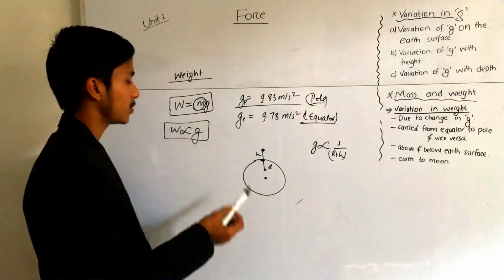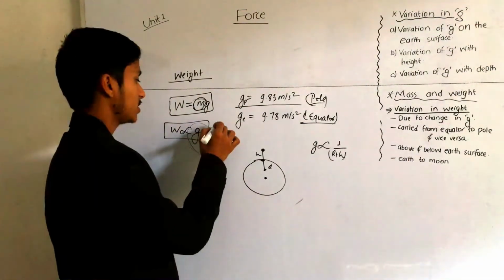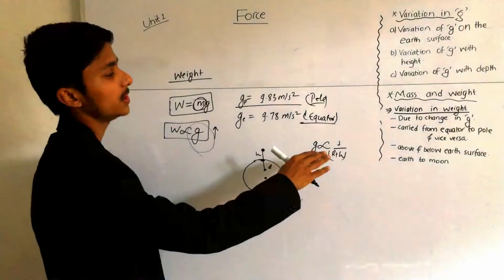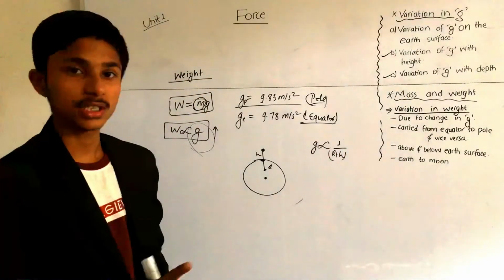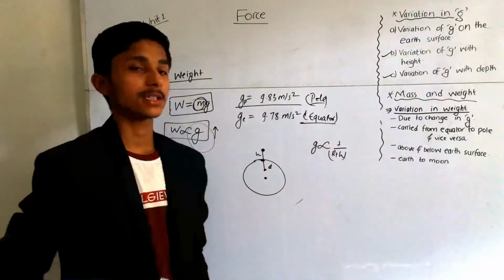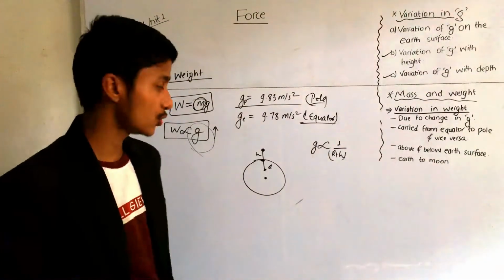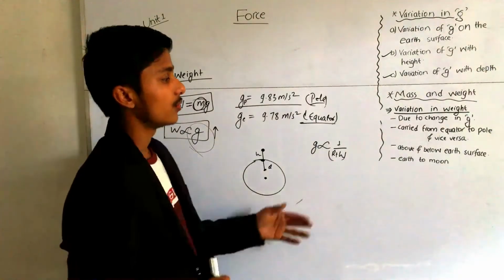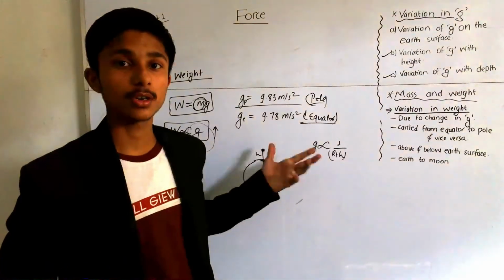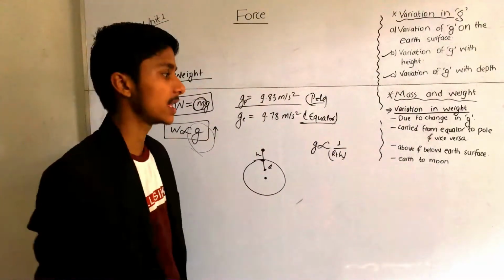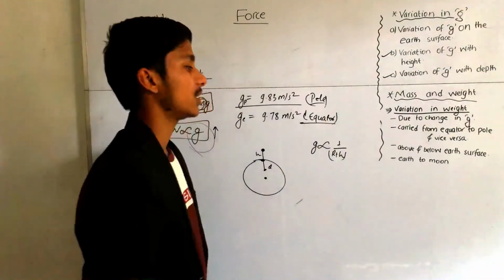Since weight is directly proportional to acceleration due to gravity, from these two cases we have concluded one statement: the value of acceleration due to gravity decreases with height and depth. So when we carry an object above or below the Earth's surface, its weight also decreases. Now we move to the next topic, that is Earth to Moon.